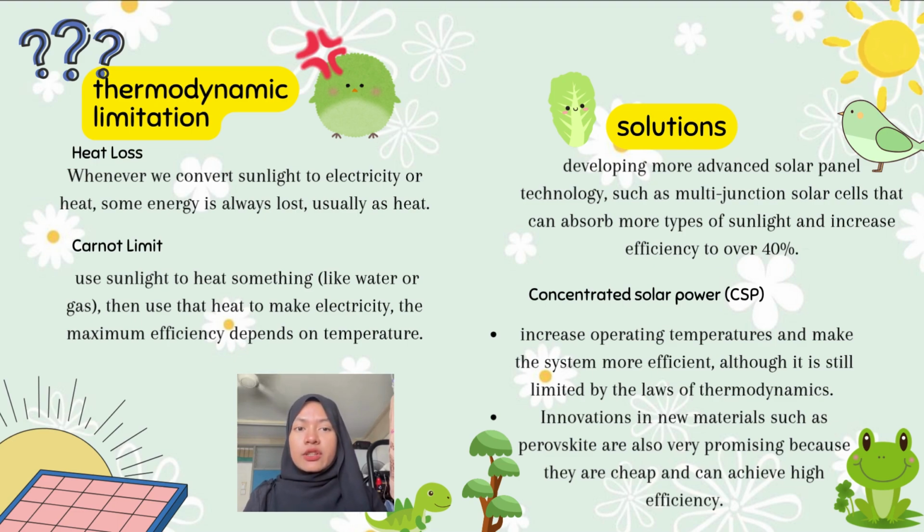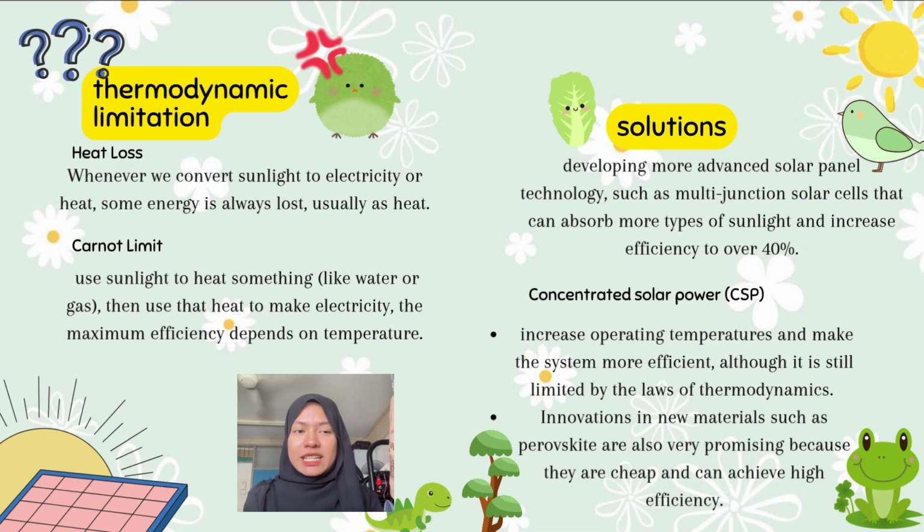Next is the Carnot limit, specific for solar thermal systems. Using sunlight to heat something like water or gas, then using that heat to make electricity, the maximum efficiency depends on temperature. Even with the best solar technology, we can't convert all sunlight into energy because physics says that there will always be some loss. That's the thermodynamics limitation.